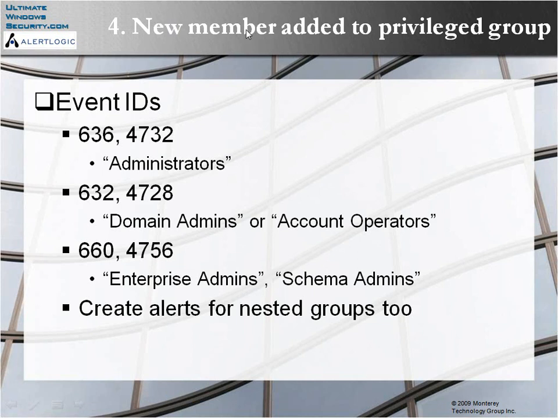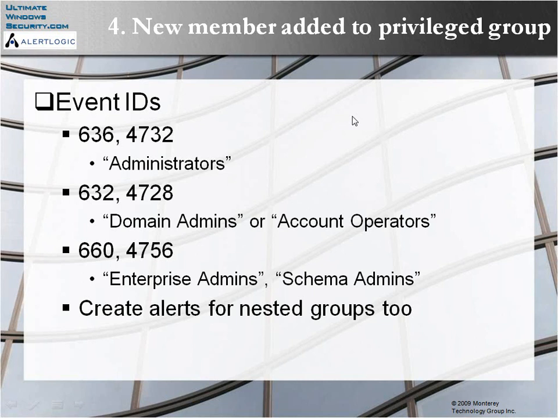Number 4, new member added to a privileged group. Now, the privileged groups that are present for any system out there are the ones that you see there: administrators, domain admins, account operators, enterprise admins, and schema admins. But there may be other groups that are privileged from your point of view that give you access to very, very important information or processes or systems. Also, of course, you can nest groups, right? So we can make some other group a member of administrators. So we need to know whenever a new member is added to any of those groups. The list that you see here is just to get you started.